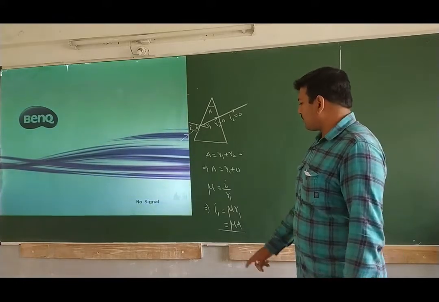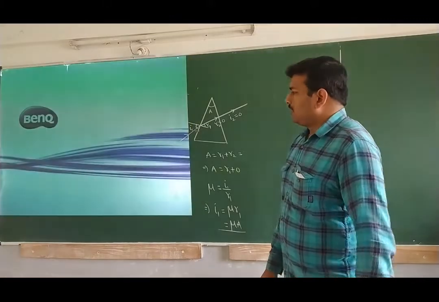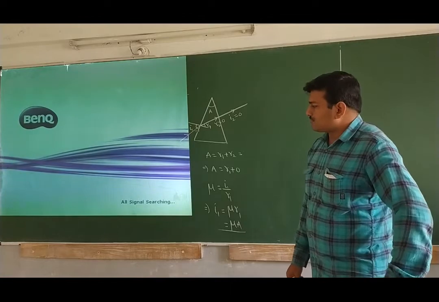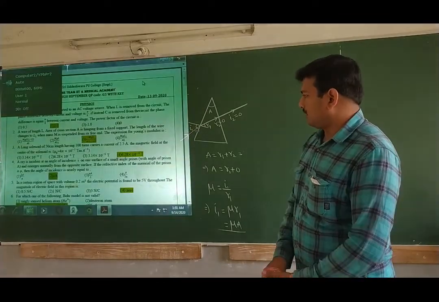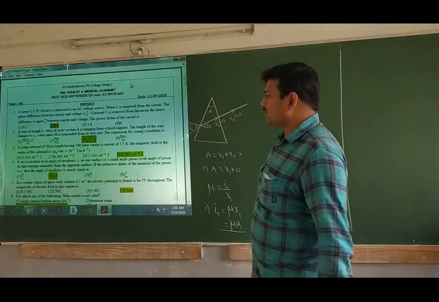So for this one, what is the angle of incidence? Mu into A is the answer. See the next question here. Okay. So mu into A is the answer for this question. Next, fifth question you see.